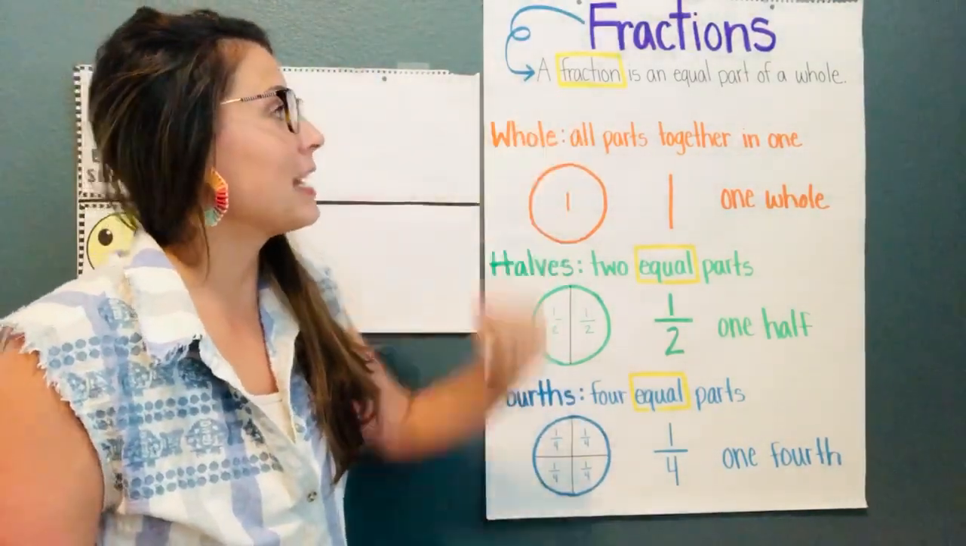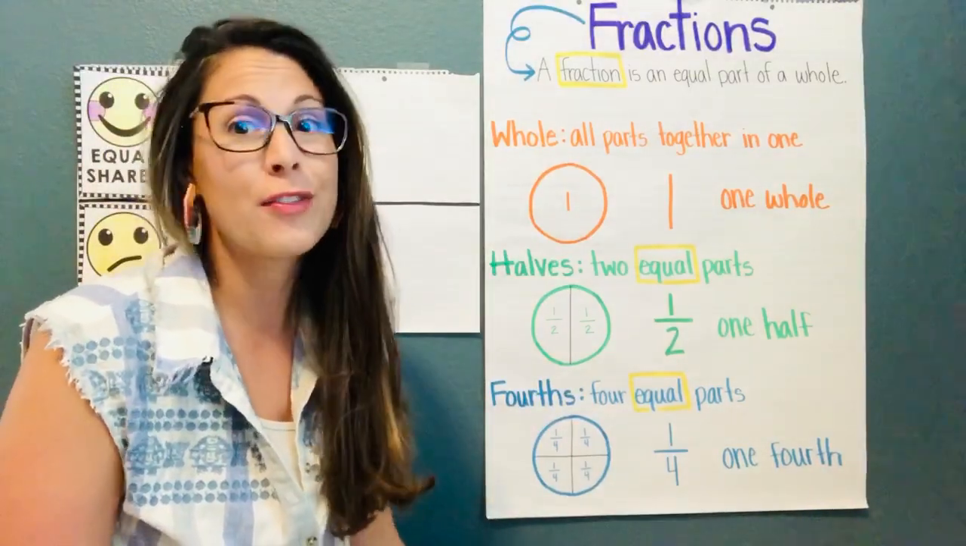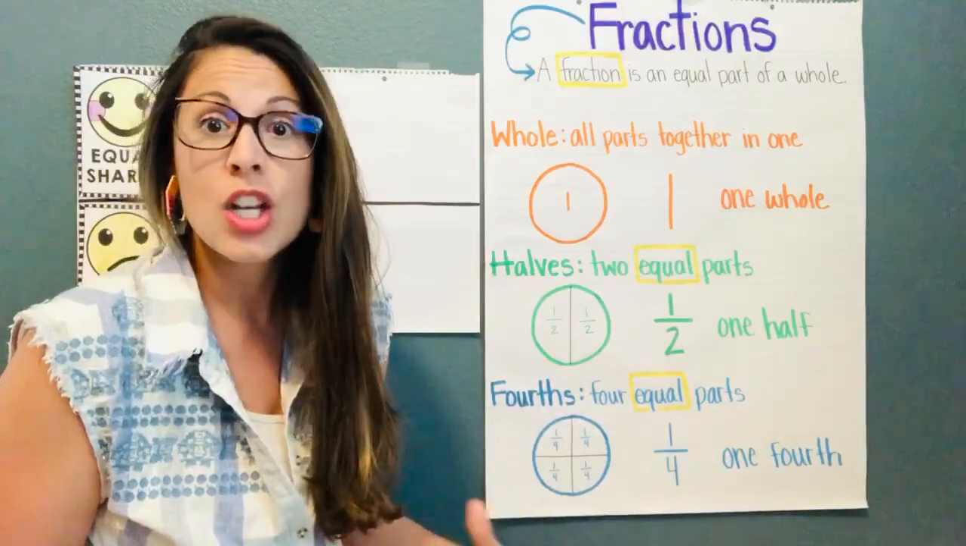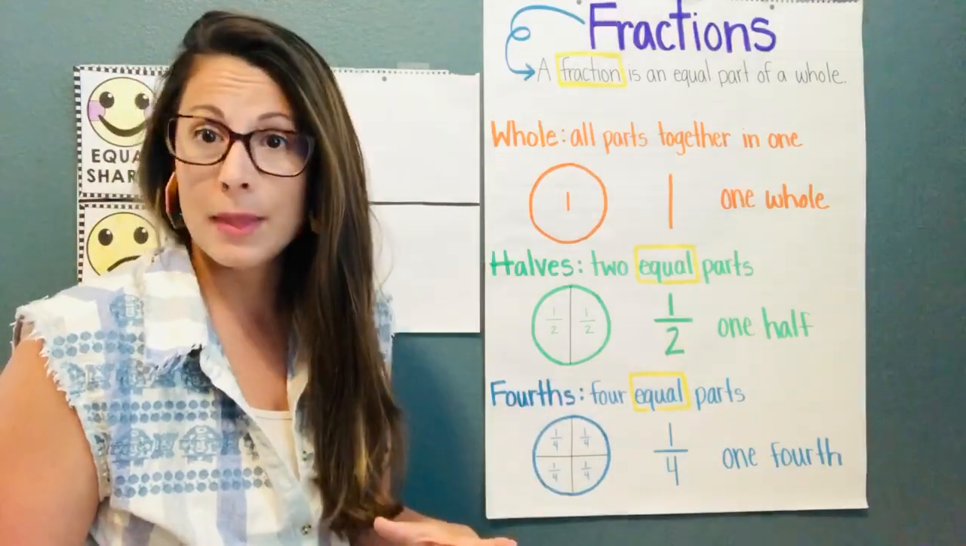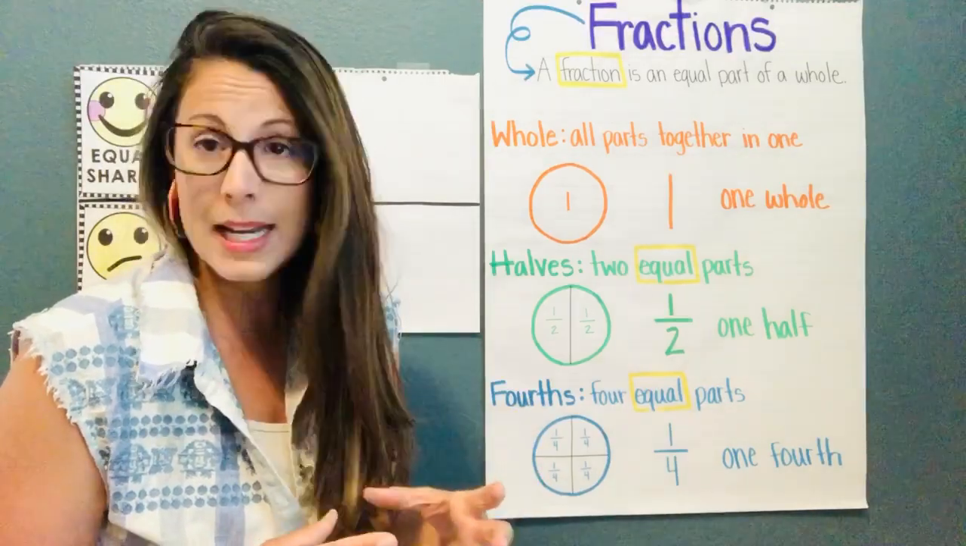So a fraction is an equal part of a whole. Now first we have to understand what a whole is before we understand what a fraction is. So a whole is something that is not divided, not cut out, not broken into any pieces.